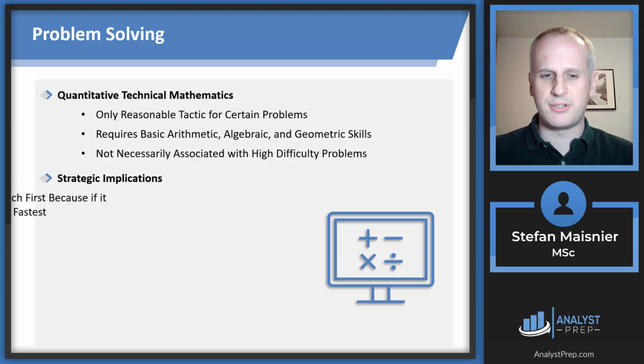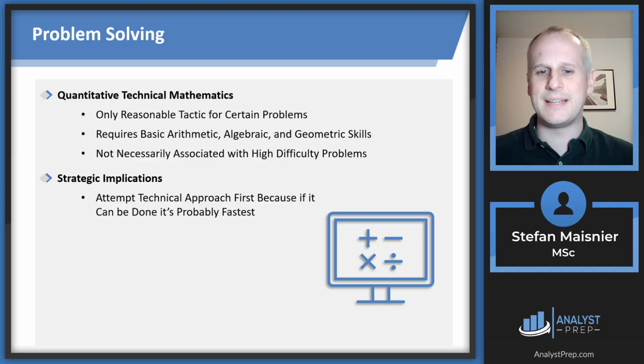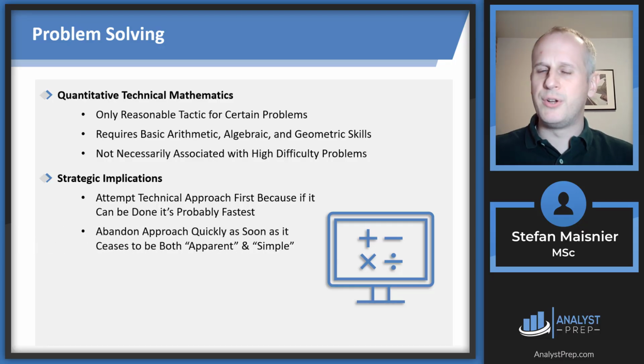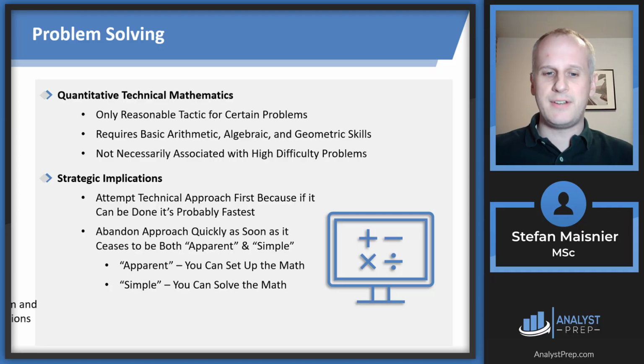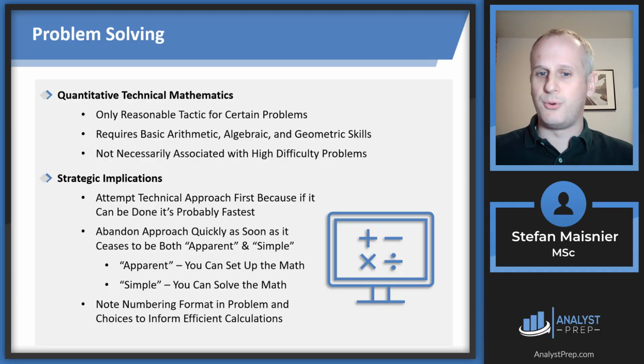Now, strategically, you want to always attempt the technical approach first, because if you can do it, it's probably the fastest approach. But you will also want to prepare yourself to abandon the approach as soon as it ceases to be both apparent and simple to you in the moment. So what apparent means is that you can simply set up the math. Simple means that you can solve the math. So if neither of those things is true, you'll want to abandon the technical approach pretty quickly.